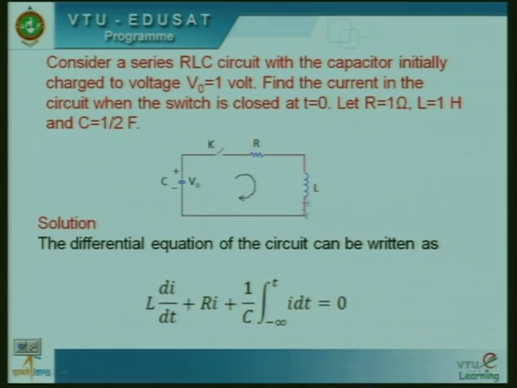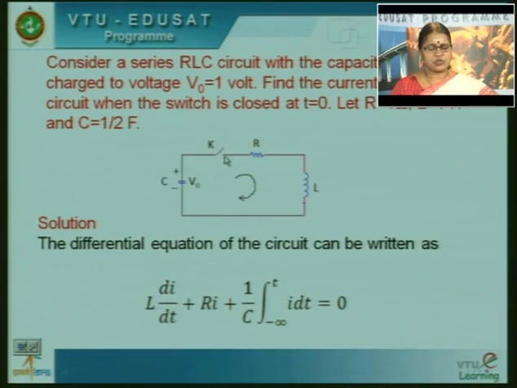And if you look at this circuit, the switch is closed only at t is equal to 0. At time instant t is equal to 0 minus, there is no current flow through the inductor, but at t is equal to 0 minus, the capacitor has a voltage V naught is equal to 1 volt.